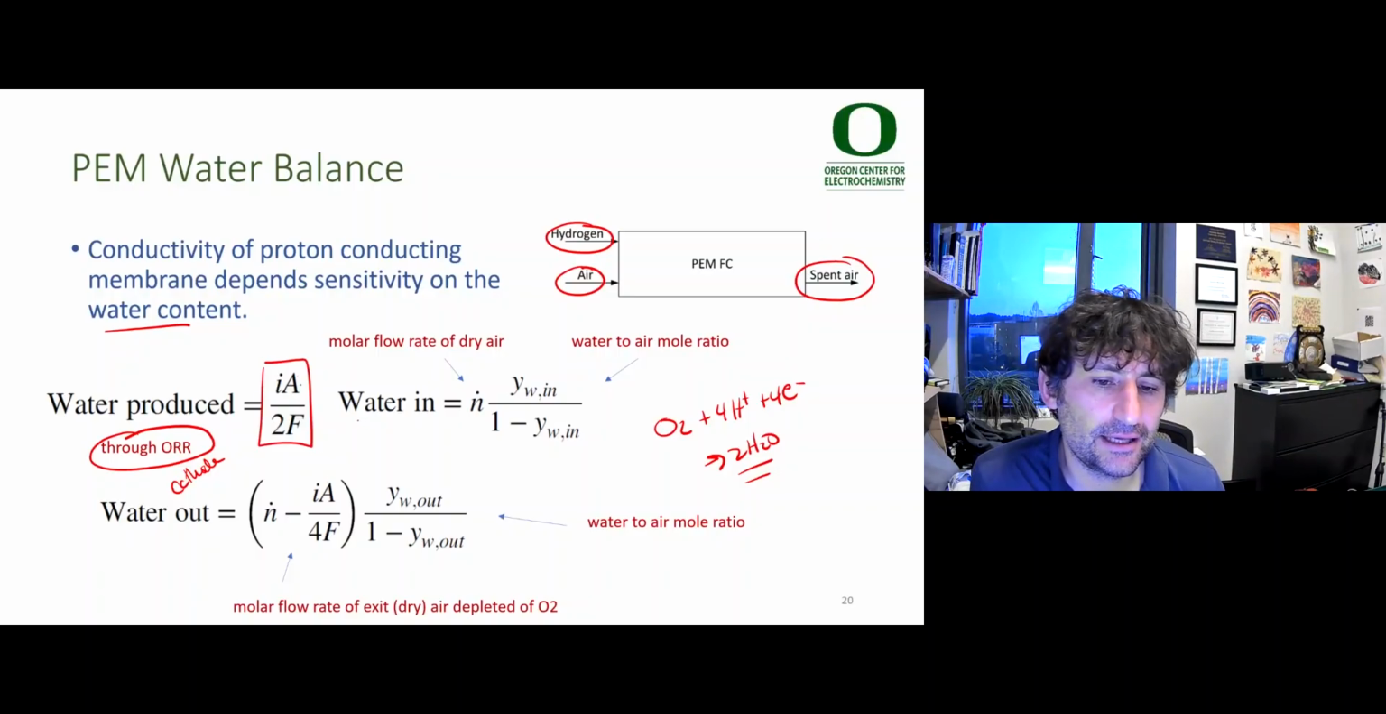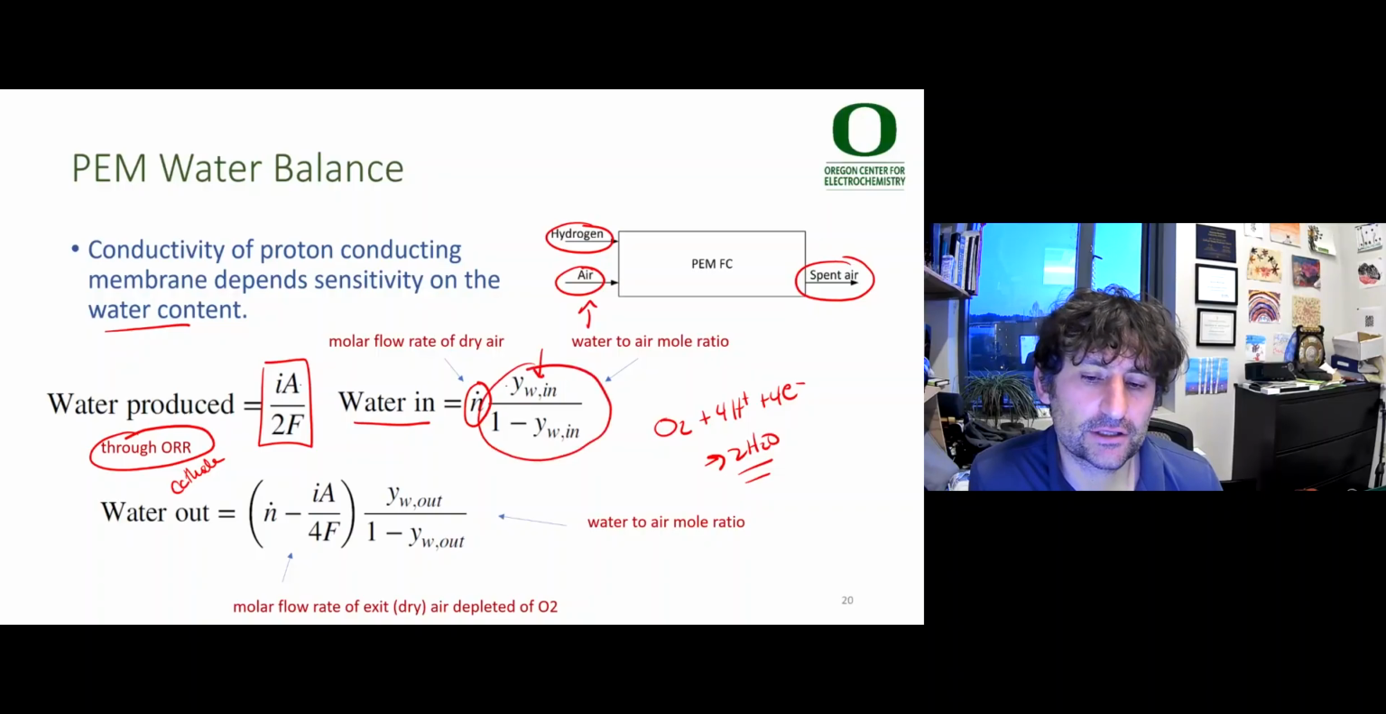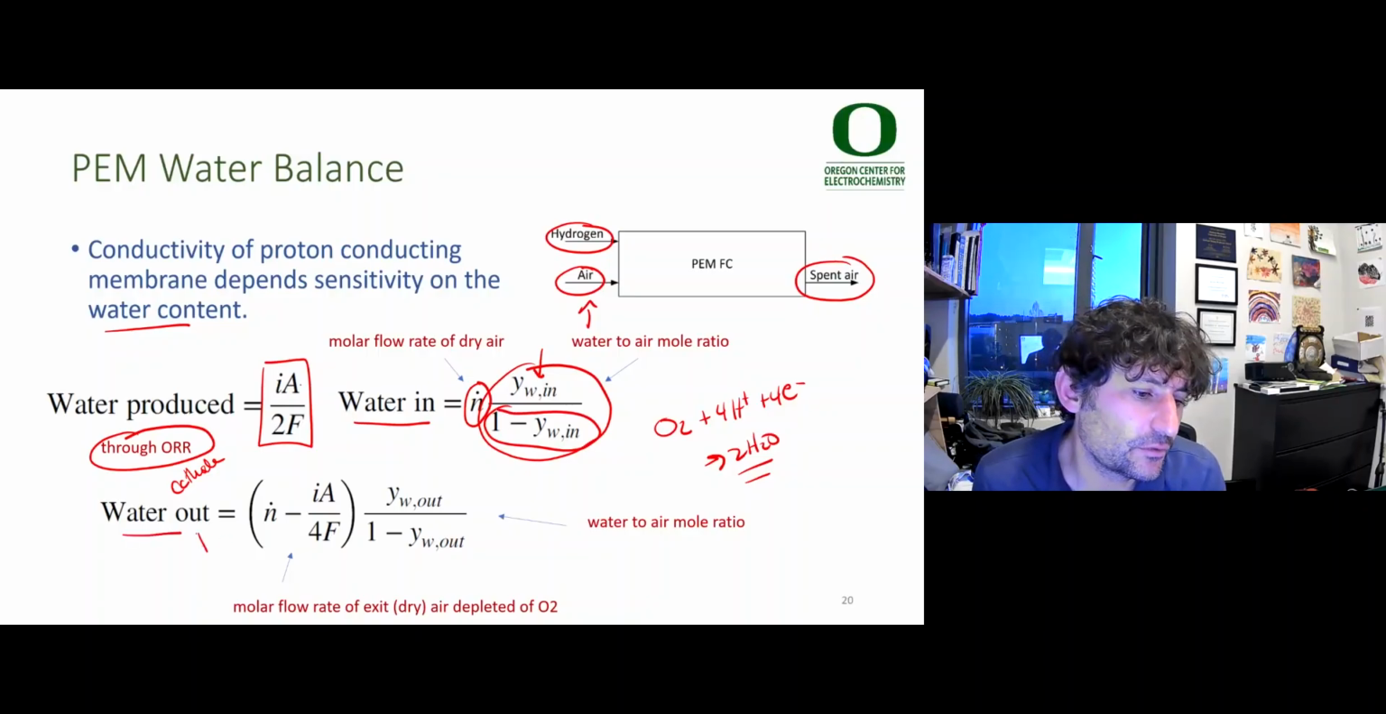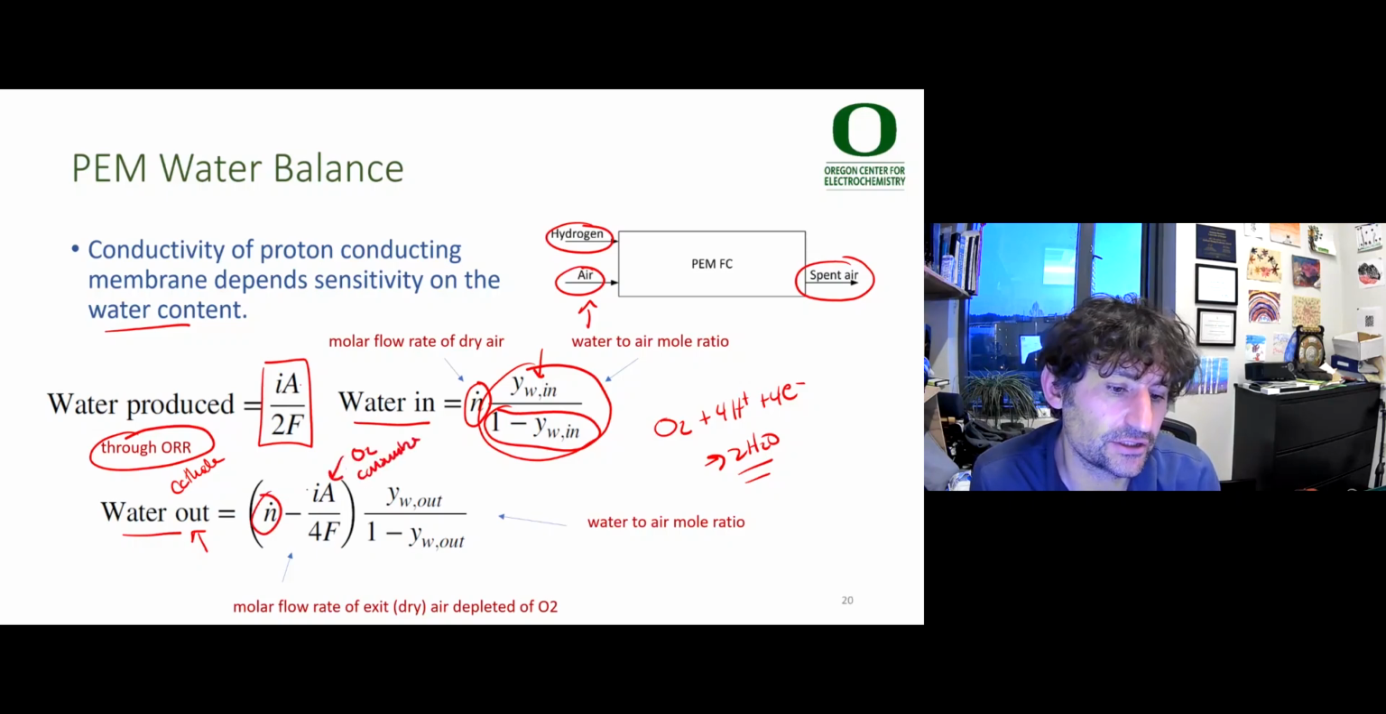We can also calculate the water coming in from the air, and it's just the molar flow rate for dry air times the water to air mole ratio. So this is the fraction of water in air, and this is the fraction of air in air. Similarly, we can calculate the water out. It's just going to be the molar flow rate of air minus the oxygen consumed in the reaction. Notice this 4 here tells you that this is the oxygen reduction reaction, so this is the molar rate of oxygen consumption, times again the ratio of water in the output stream relative to dry air.